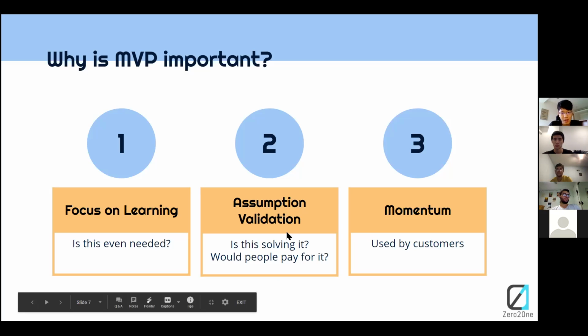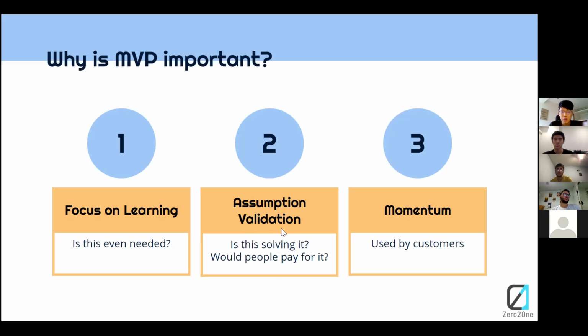So the second thing is the assumption on your solution, right? Is this solution actually solving the problem? Will people actually pay for it? And the third thing is that this will keep your momentum going, right? If you're just talking to users and you're not building anything, you're not actually testing, you don't have a first set of users using your product, you will feel like, oh, I just keep on talking, right? And the growth of your team, your startup, is just going to stall. So that's why it's important to launch your MVP quickly and get the first set of users.